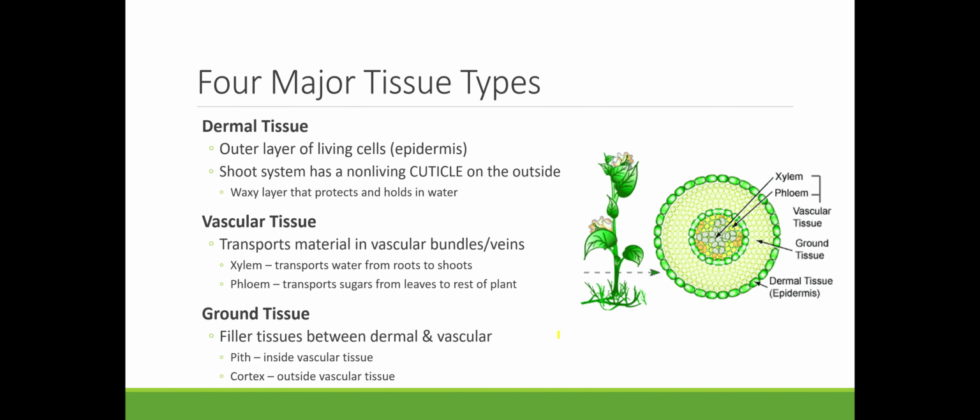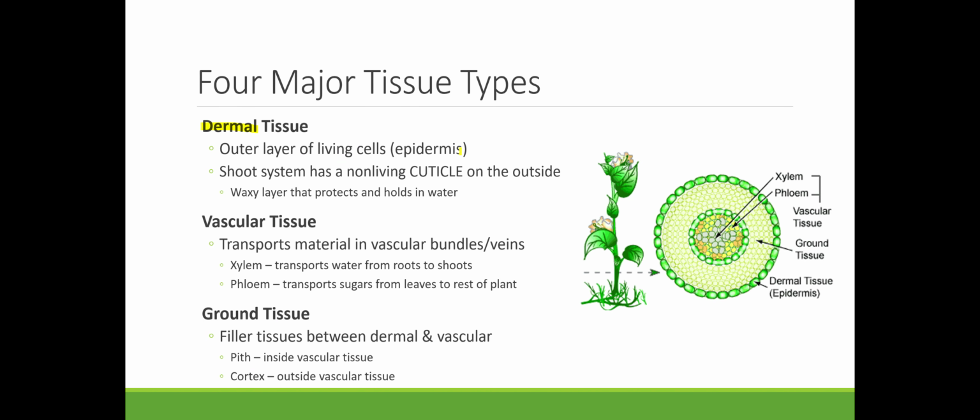Now those organs are going to be made up of 4 major tissue types. And so we have 3 on this slide. We're going to talk about the 4th one here in a minute. But the first tissue type is called dermal tissue, and that word may sound familiar because we have dermal tissue. In fact, we have an epidermis, and we have a dermis, and we have a hypodermis. And the derm means skin. Okay, so the dermal tissue is kind of like the skin of the plant.